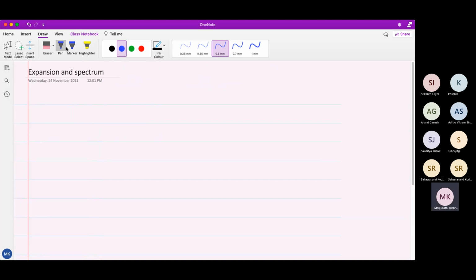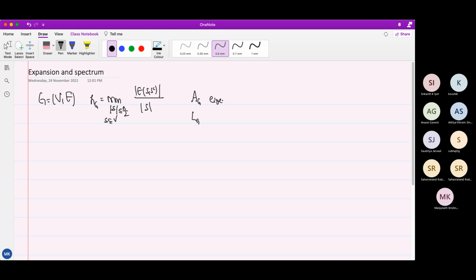So now what I want to talk about first, before going into any of this, is expansion and spectrum. So we are in this setting G equals (V, E), and h_G is the minimum over all S, a subset of the vertex set with size less than or equal to half, of the number of edges going to the complement divided by the size of S. And then the eigenvalues of L_G.